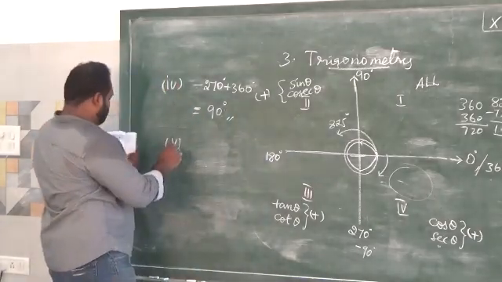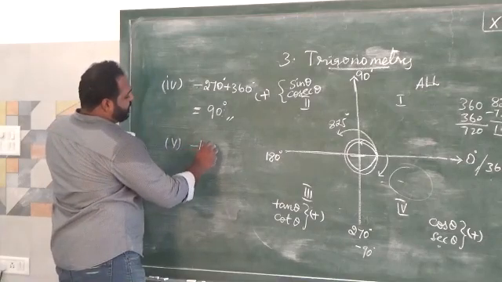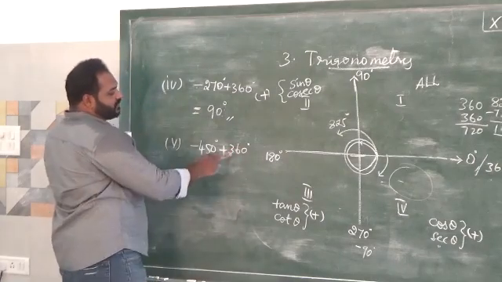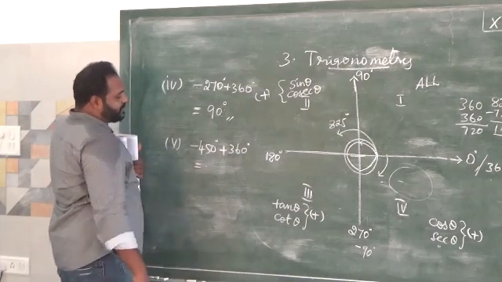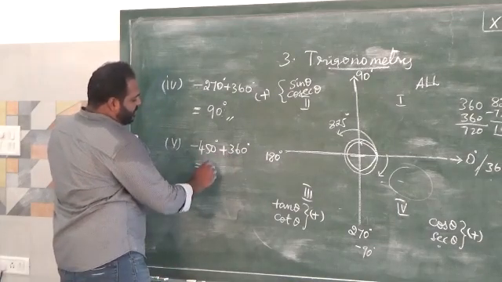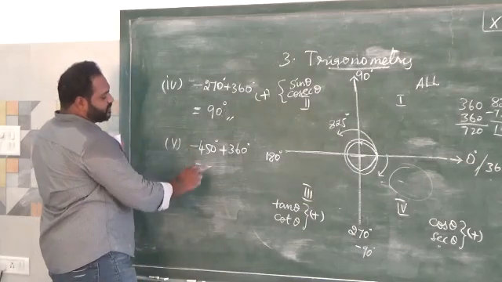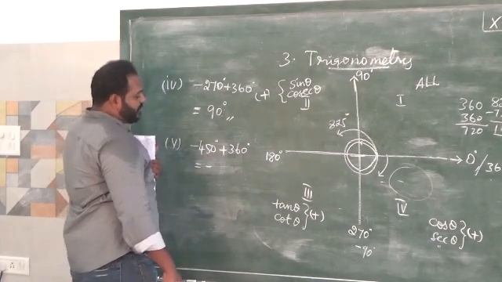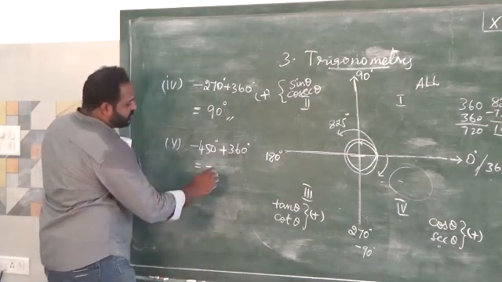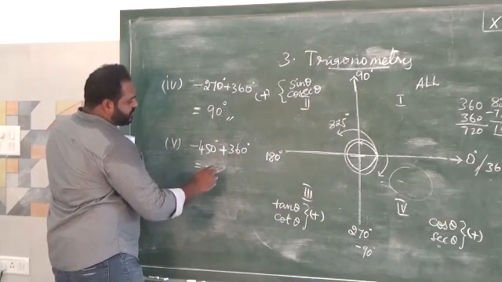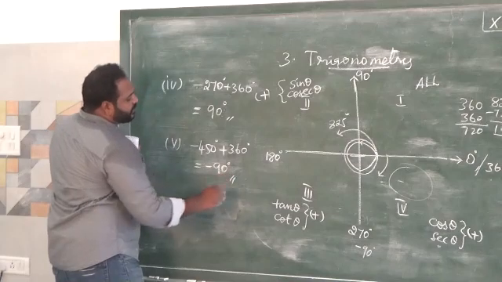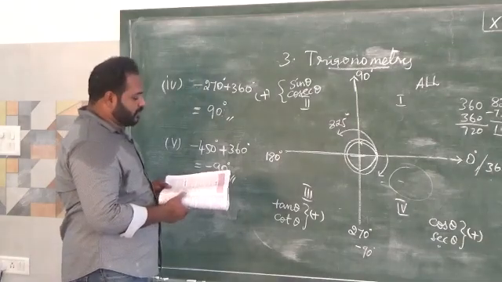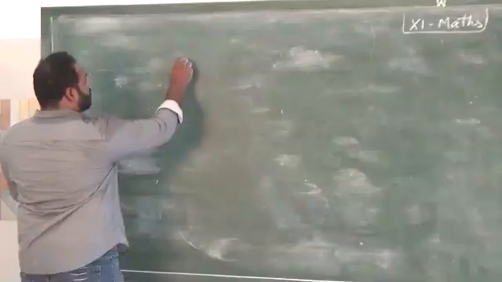Okay, next, fifth one, minus 450. As usual, plus 360 because it is a minus value, so I have to add. If you add 360 to minus 450, the negative value is bigger, so the minus sign comes here. 450 minus 360 is 90, isn't it? Minus 90. So these are the coterminal angles. So question number 2 is over. Question number 3.